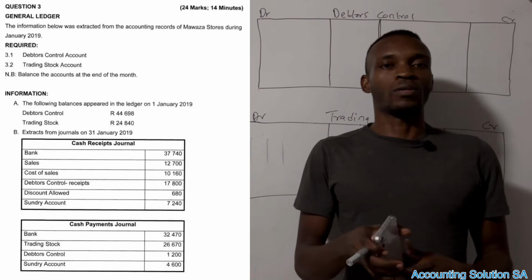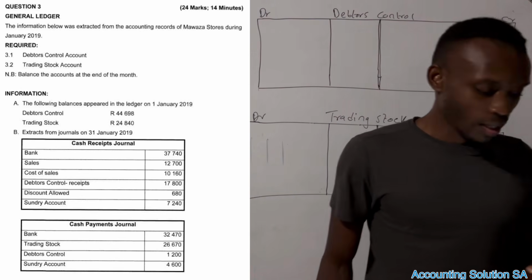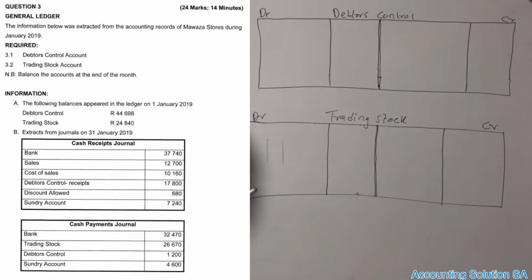Okay, without wasting other time, let's quickly start with our T account. It was question 3 on this question paper and it was containing 24 marks. General ledger. The information below was extracted from the accounting record of Mawaza store during January 2019. We are required to prepare the debtors control account and the trading stock account, and B, balance the accounts at the end of the month.